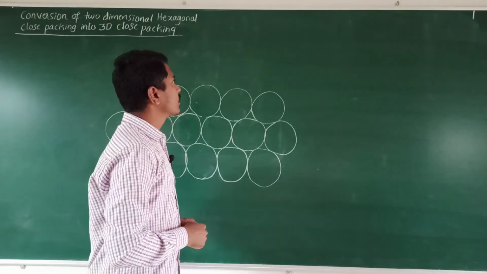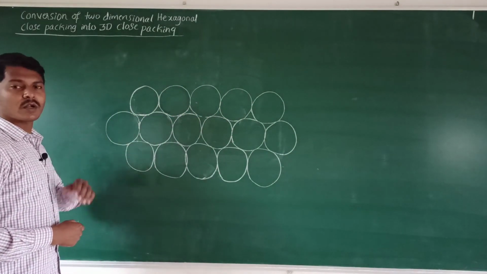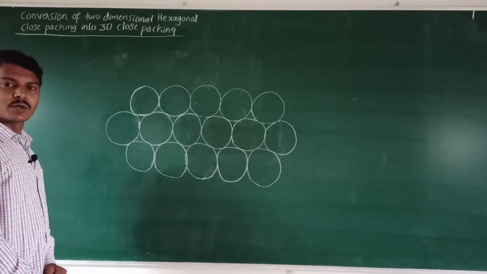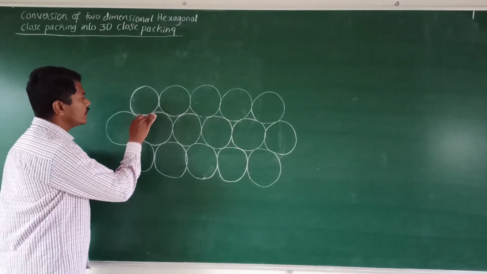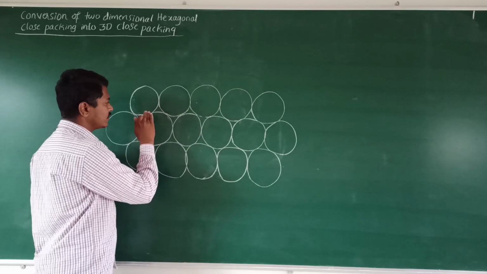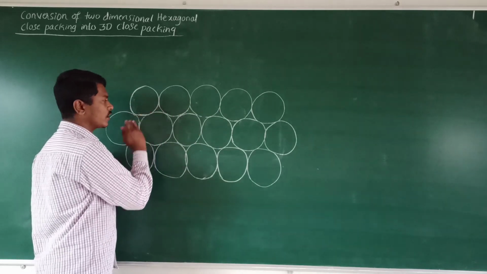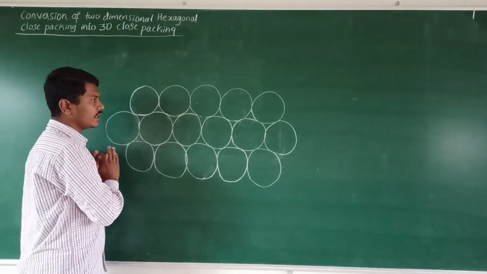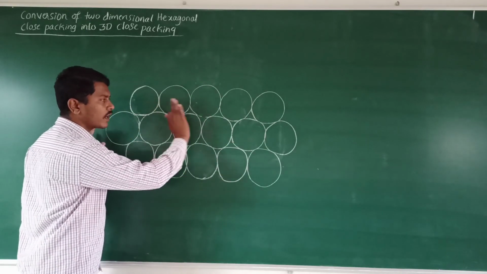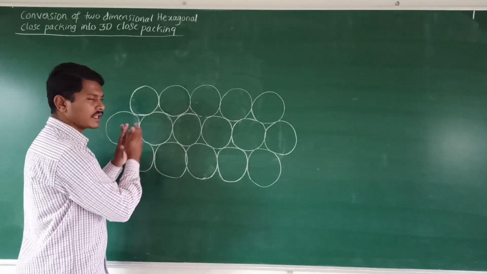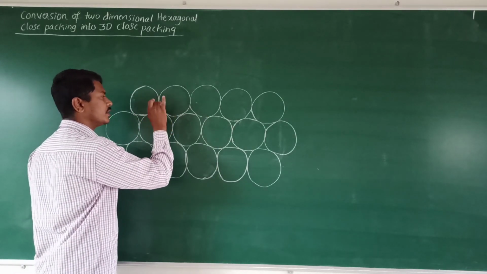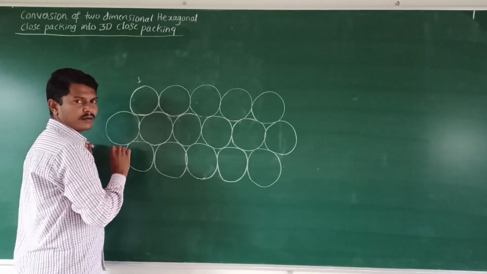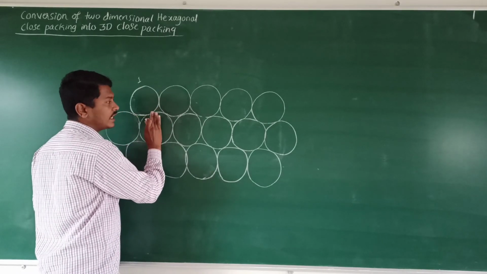Now the conversion of two-dimensional hexagonal close packing into three-dimensional close packing. What happens here? The spheres in the second layer occupy the positions of the depressions created by the first layer, isn't it? Like this we form one layer. The same layer we have to apply on the first layer. This is the first layer, and we add a second layer on it, placed in the depressions created by the first layer.